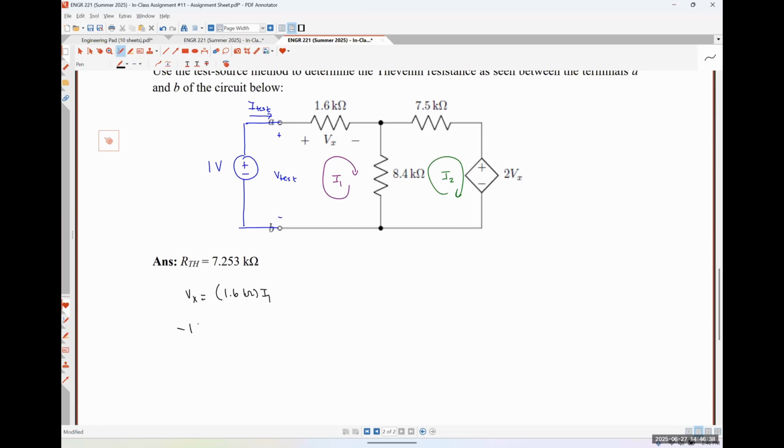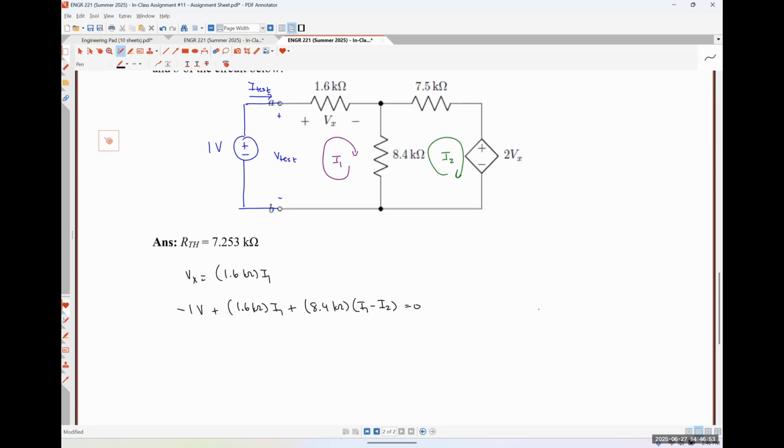So we would have negative 1 volt plus 1.6 kiloohms times I1 plus 8.4 kiloohms times (I1 minus I2) equal to 0. Then we would have 8.4 kiloohms times (I2 minus I1) plus 7.5 kiloohms times I2 plus 2Vx equal to 0. And I'm just going to solve this system as a 3-equation, 3-unknown system.